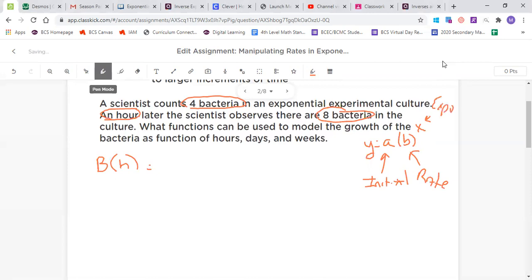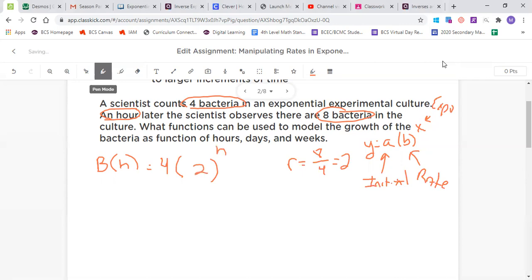Okay, and so we start with this. It says the scientist counts 4 bacteria. That's his initial count. So at time equals 0, the scientist says there are 4 bacteria. Now we need to find what the multiplier or the rate is. This is actually a very easy problem in that sense: we had 4, we went to 8, so we must have doubled it. So if we check that, the rate is 8 divided by 4, which is 2. Now I can say the bacteria of hours equals 4 times 2 to the h power.